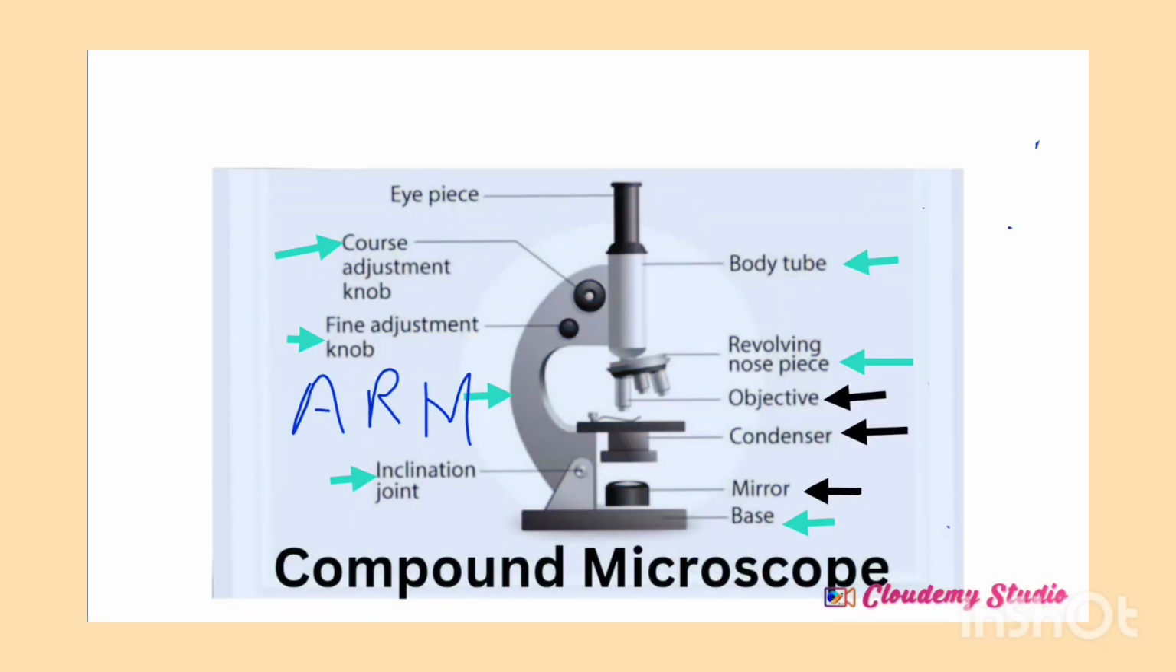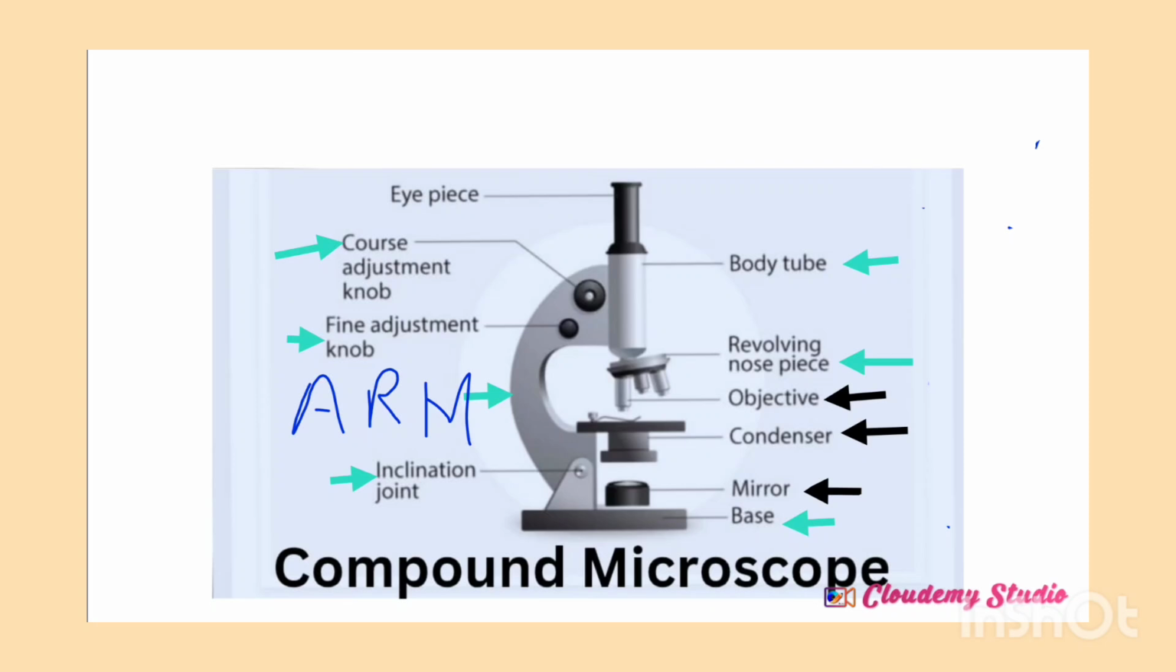So now we are going to discuss the optical parts of the microscope. First is the mirror. So this mirror is present on the base of the microscope and this mirror consists of two sides, plane side and concave side. The main function of the mirror is to reflect the light source from the condenser towards the specimen, then towards the objective and finally the eyepiece of the microscope.